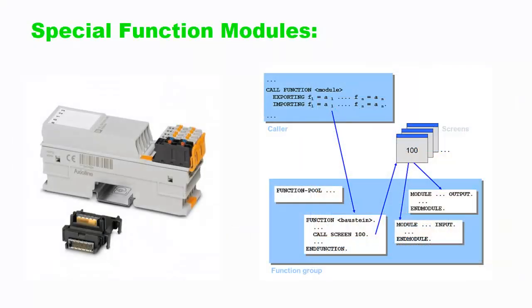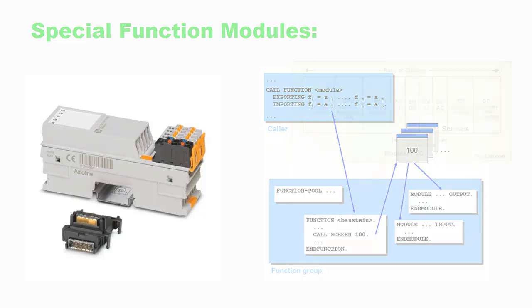Special function modules. Depending on the application, PLCs might include specialized modules for specific tasks, such as high-speed counting, motion control, temperature measurement, or communication with specific industrial protocols.